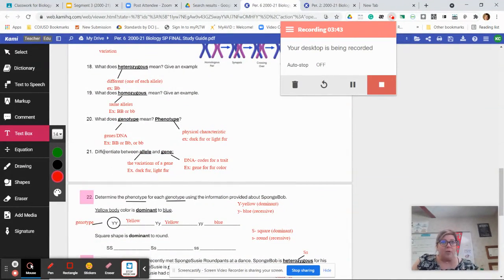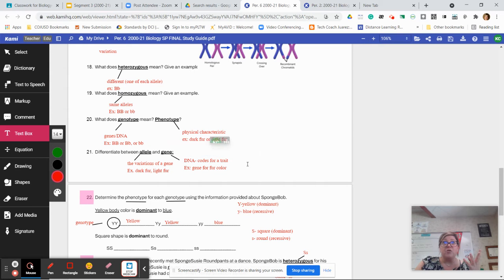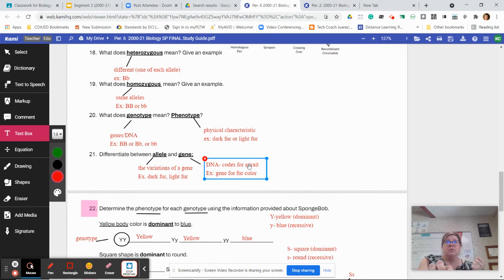Okay, so going backwards, we're going from the most recent content to the oldest content. Again, just understand the difference between gene and allele. The gene is the segment of DNA that codes for a specific trait. For example, there's a gene for fur color or a gene for eye color. The allele is the different variations of a gene. So in our mice example, there was the variation of dark fur or the variation of light fur.